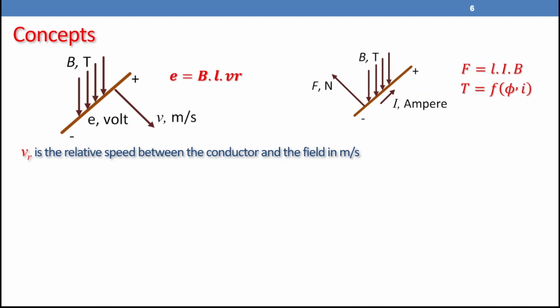And if there is a current I going through this conductor and there is a flux density B applied to this conductor, there will be a force F equals L I B. And force multiplied by distance gives you torque, so torque is a function of this flux and the current I.